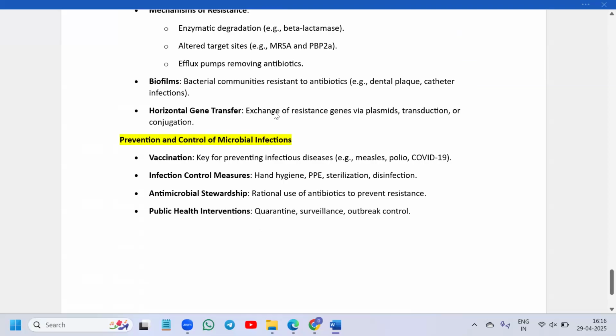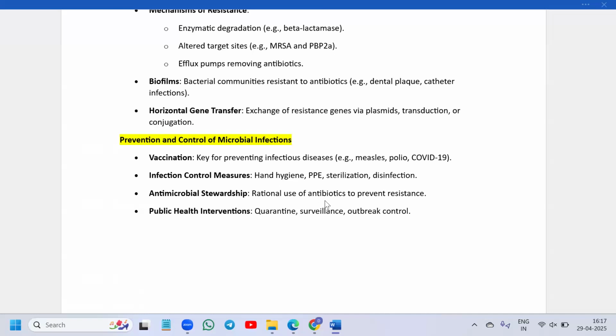Next, prevention and control of microbial infection. How do you control or prevent it? By vaccinating. From your young newborn age, you would have been vaccinated. Then infection control measures like hand hygiene, personal protective equipment whenever you're in an infectious environment, sterilization techniques, and disinfection techniques whenever you're working in your hospitals, right? So you are taking these infection control measures.